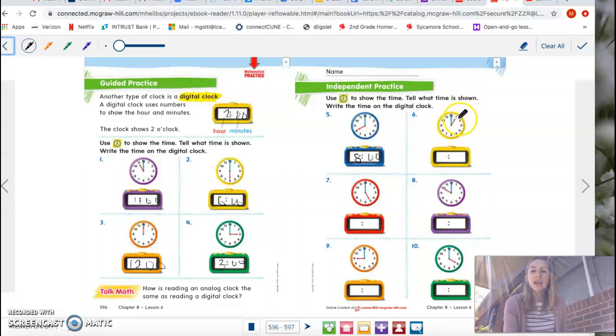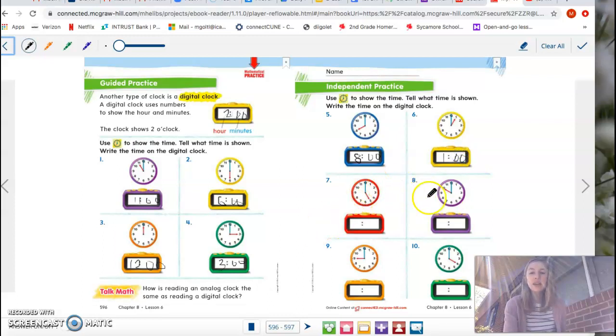All right, next one. This is the last one that we're going to do together, and then you're going to do the rest on your own. That red hand, first thing, figure out the hour. That red hand is pointing right at the 1. Write the 1. And the minutes? The minute hand is pointing right at the 12. And we don't say 1:60. We say 1 o'clock. 00.